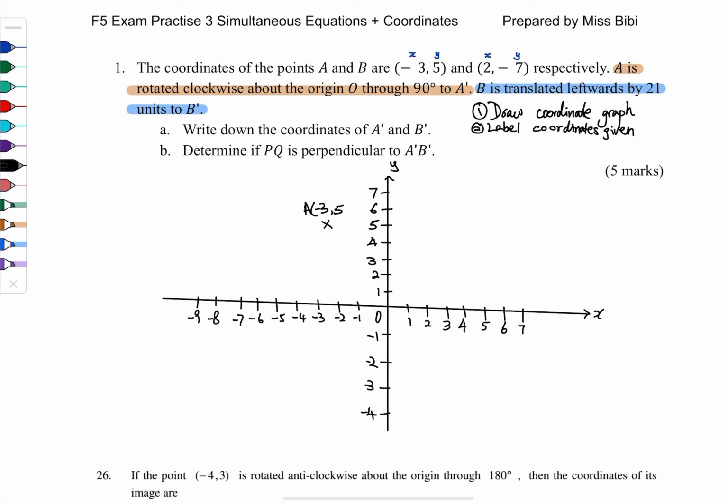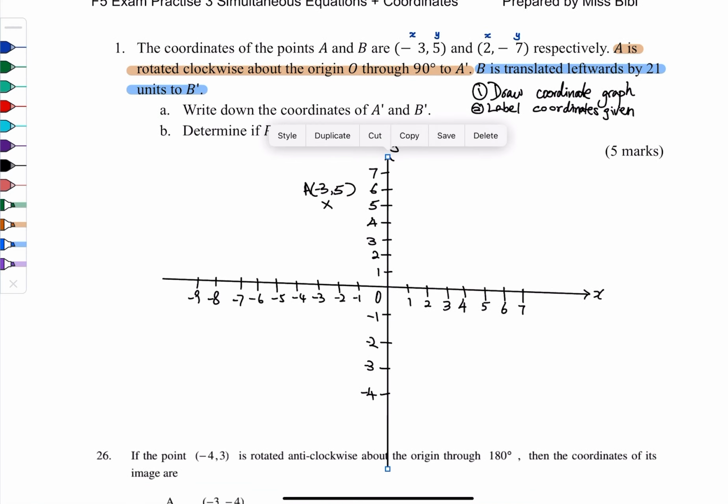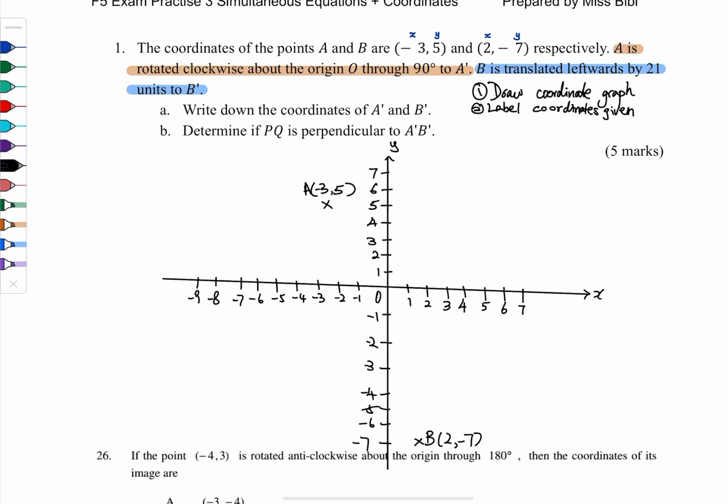-3 and 5. How about B? X is 2, y is -7. Oh, so it's much lower, right? So let's say this is -5, -6, and -7. Let's say like that. And then I need x is 2 and y is -7, so it will be somewhere like this. So B is there. Let's just write it: B is 2 and -7. That's how you label first, the points given in the question.